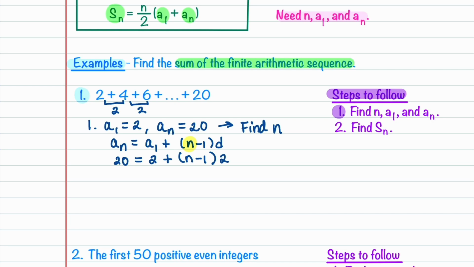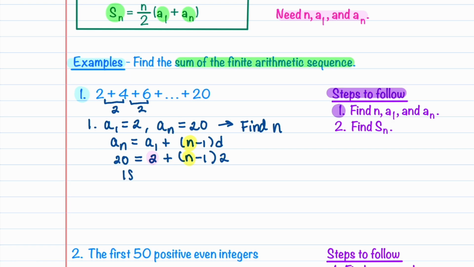Now all we have to do is take this equation and solve for n. Let's pull this 2 to the left-hand side. So we have 18 is equal to n minus 1 times 2. Now let's divide both sides by 2. So we have 9 is n minus 1. And that tells us that n is equal to 10, just moving the negative 1 to the left.